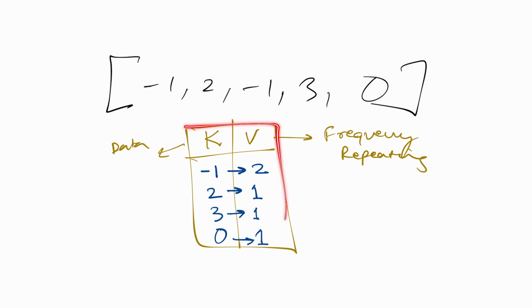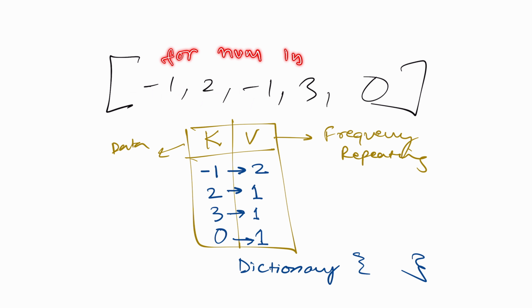Now, when I say I'm storing keys and values, what is the format with respect to programming? It is a dictionary, right? How is a dictionary represented? Using curly brackets. Now what I'm going to do is a for loop: for num in my array. The colon means starting the for loop. So for this number, check whether it is present in the dictionary. For Java people this is called a map, but in Python it is called a dictionary.